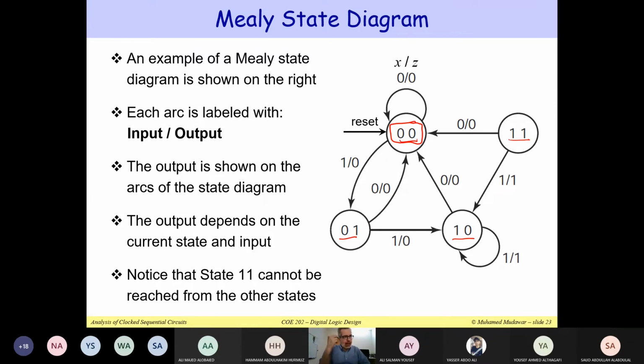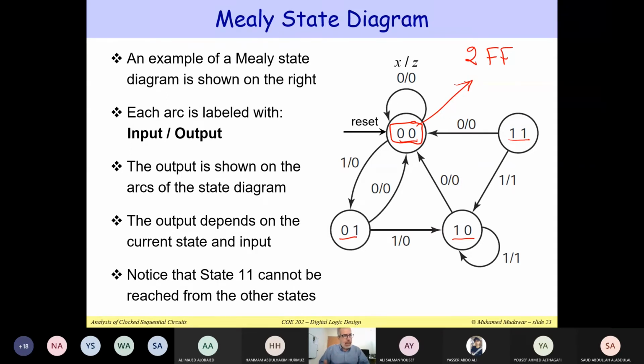Now, these bits are stored in flip-flops. So we have 2 bits, and each flip-flop is capable of storing 1 bit. So clearly, we have 2 flip-flops. Because we have 2 bits here, therefore we have 2 flip-flops. If we had 3 bits, then we'd have 3 flip-flops. So it depends on the number of bits that we have inside each state.